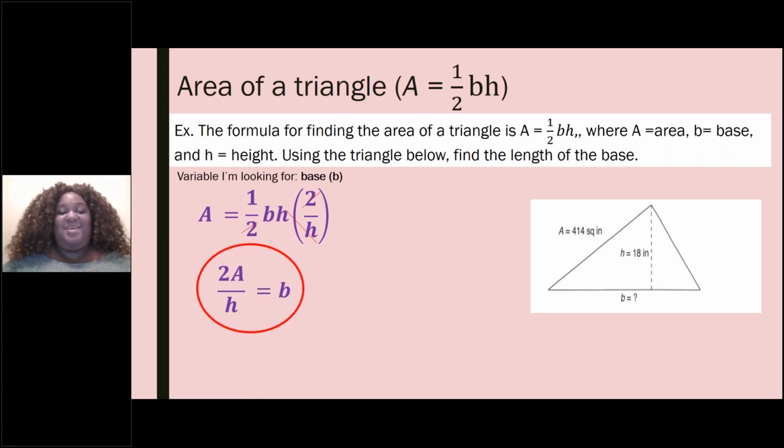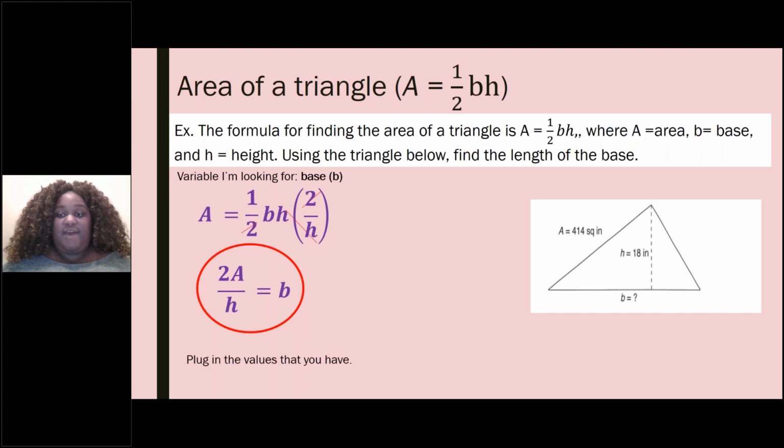Okay, so then what you do to one side, you have to do to the other. So it'll be 2 times a divided by h equals b. So now I wrote it a little differently here, but it's the same thing. If I take a and I multiply it by 2 over h, this is how it'll look. So now I have my new rearranged formula.